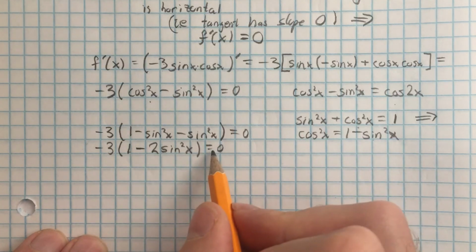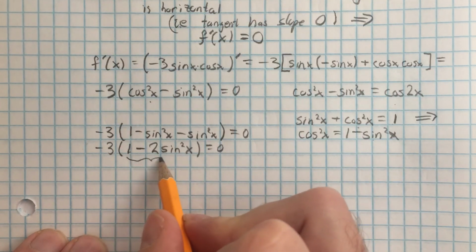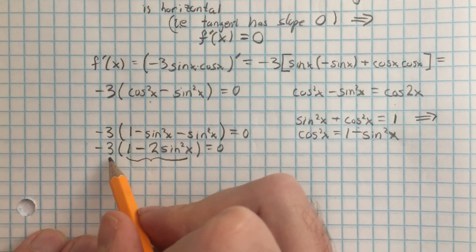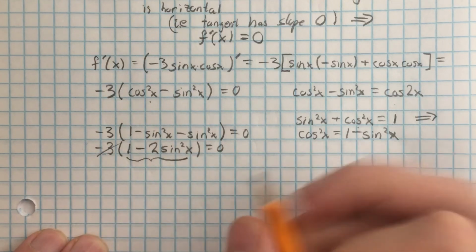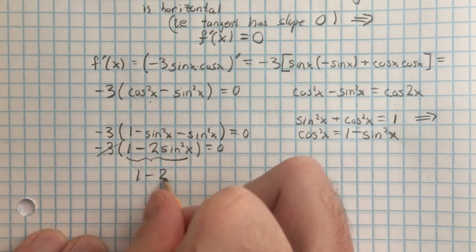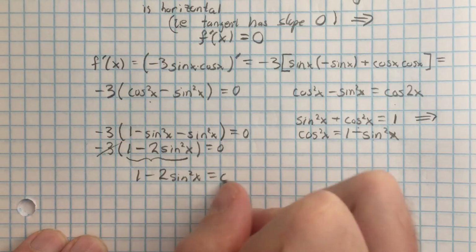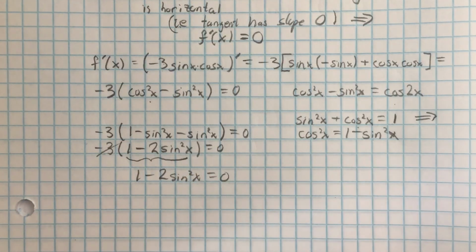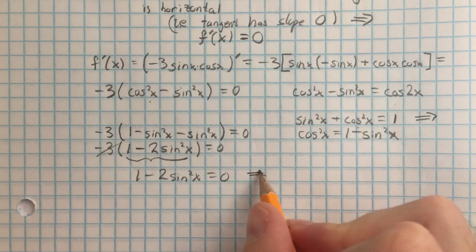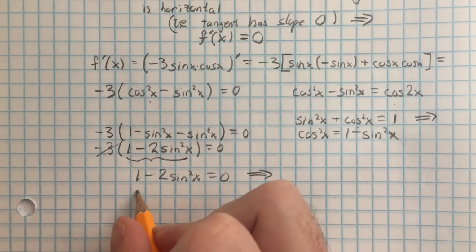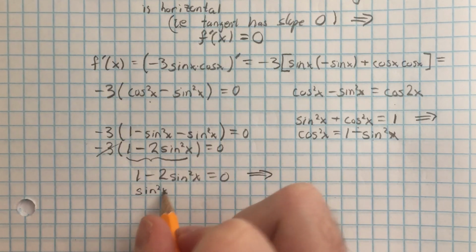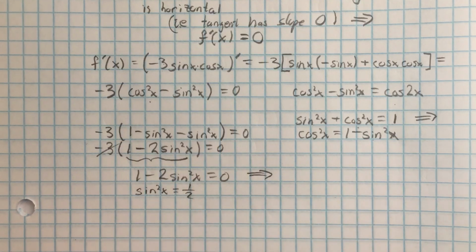Okay, the only way this is going to be 0 is if this part is 0, of course. Negative 3 cannot become 0. So I'm not worried about that. So it now devolves into 1 minus 2 sine squared x equal to 0, and this is the equation we really need to solve. If we subtract 1 from both sides and then divide by negative 2, we end up with sine squared x equals a half.